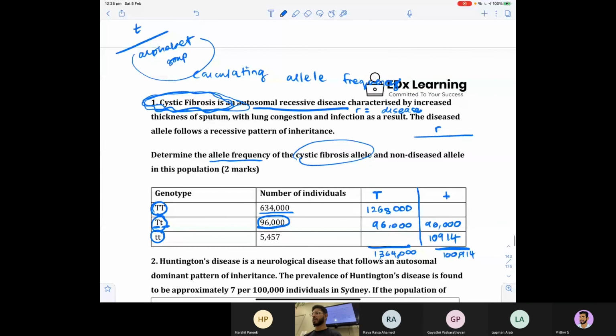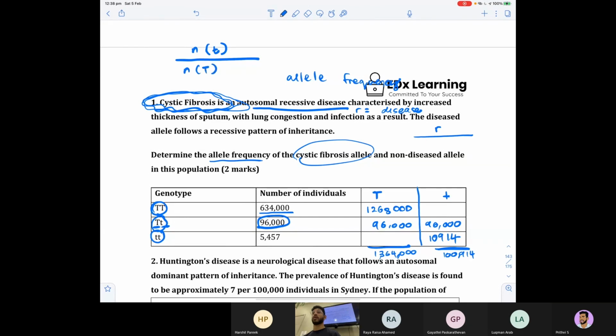Now, what is our total letters? We have to add these two together, right? So mathematically, let me put it for you. What we are truly trying to find is the number of times that we have a little t in the population divided by the total number of big T's in the population plus the total number of little t's in the population. That is our sample space. Does everyone agree? So the allele frequency of the T allele is equal to this.